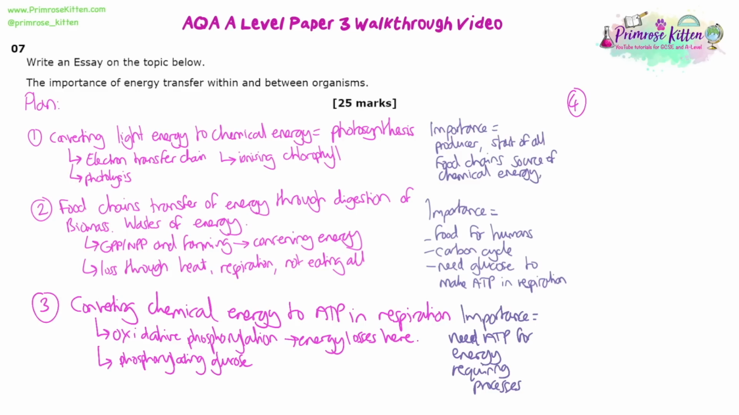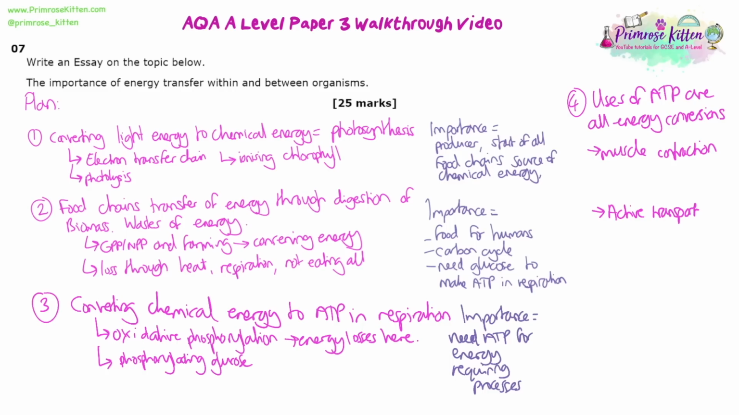So the importance, obviously, is that you need ATP for energy requiring processes, which then takes us to more energy transfers, where everywhere ATP is used, it releases energy and that energy is transferred to do something. So then you just see some examples of uses of ATP because they're all energy conversions or energy transfers. So I think muscle contraction is a nice one because you can talk about chemical energy going to kinetic energy to move and contract those muscles. So talking about the use of ATP to move the myosin heads and then detach the myosin heads and allow that shortening of the sarcomere, I think is a really nice one.